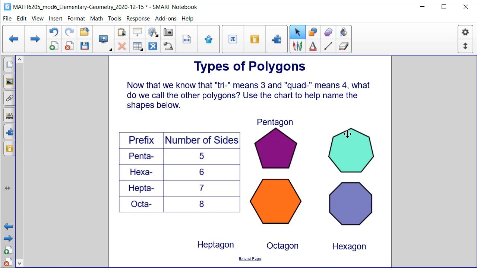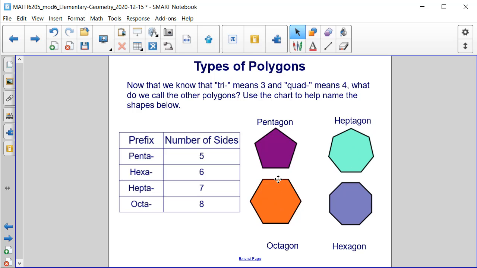Now let's look at this one. We have 1, 2, 3, 4, 5, 6, 7. 7 sides goes with the prefix hepta, and it's a polygon, so it's an enclosed figure with 7 sides and 7 angles, so heptagon is the name of this shape.